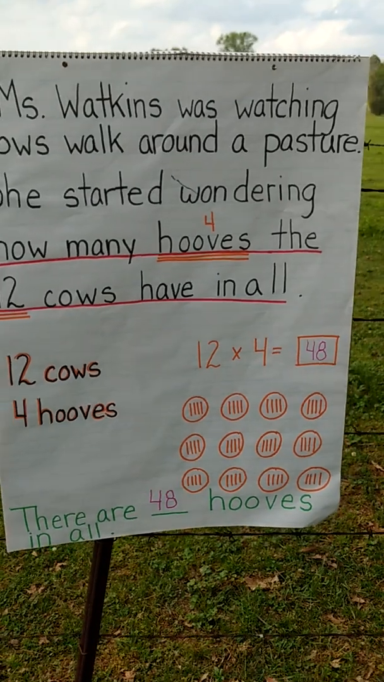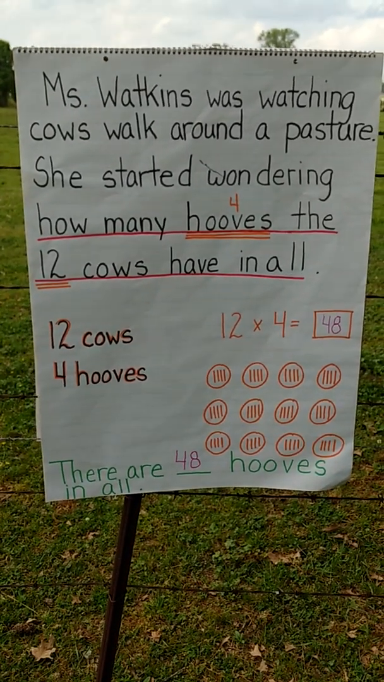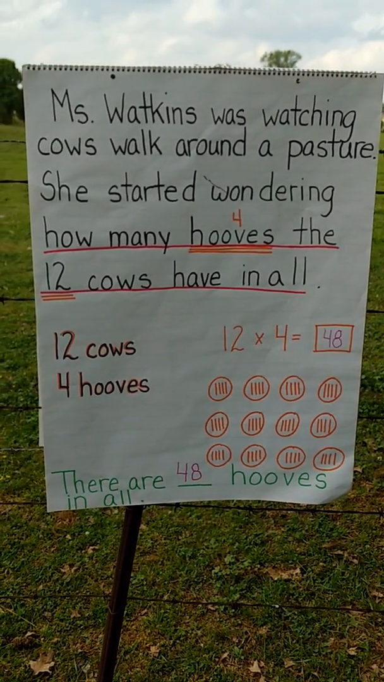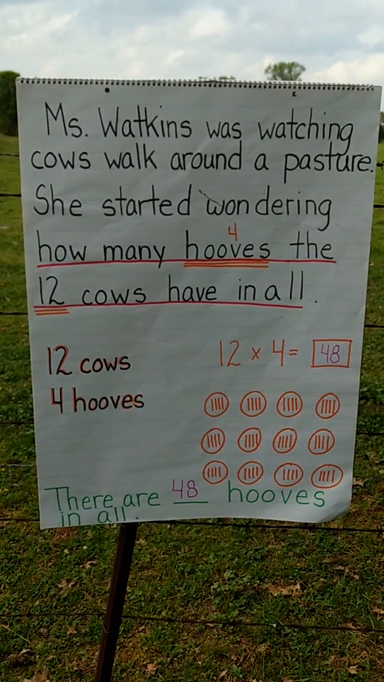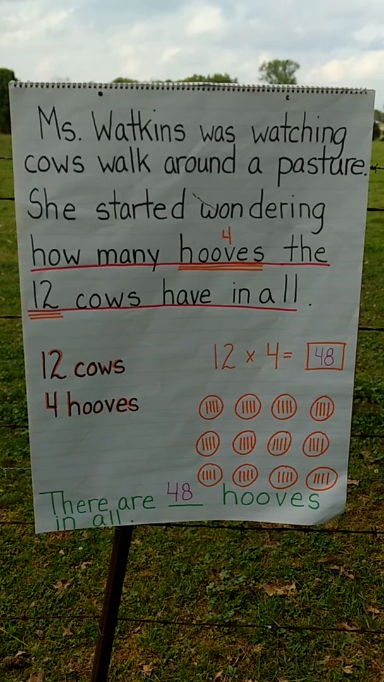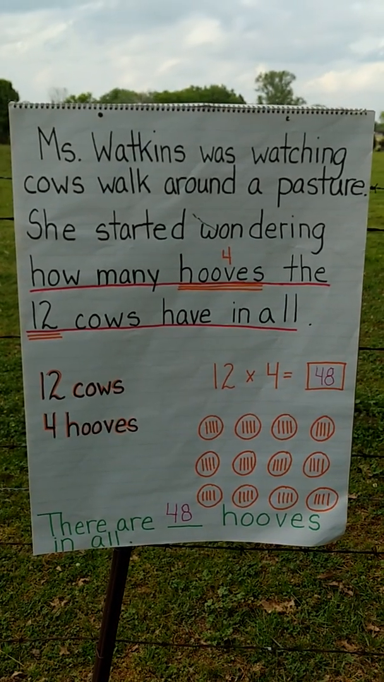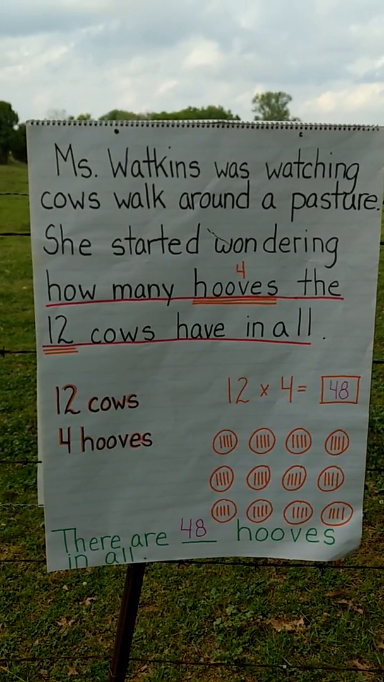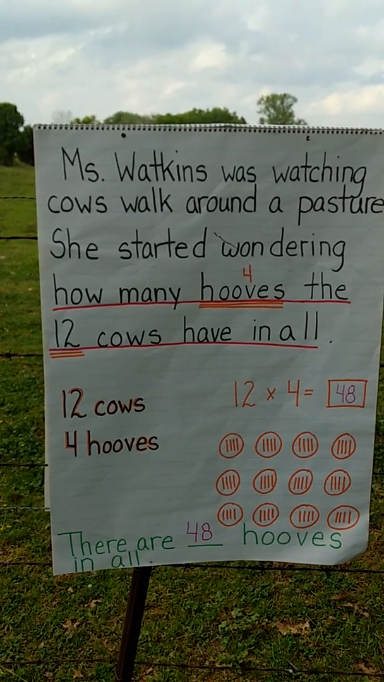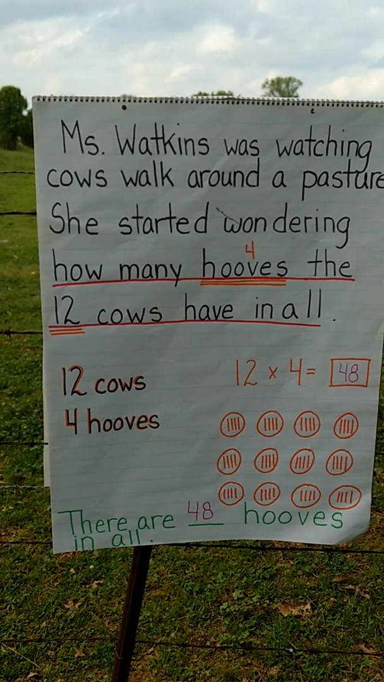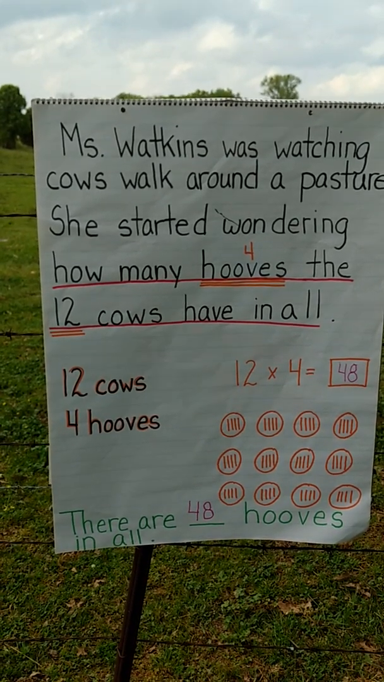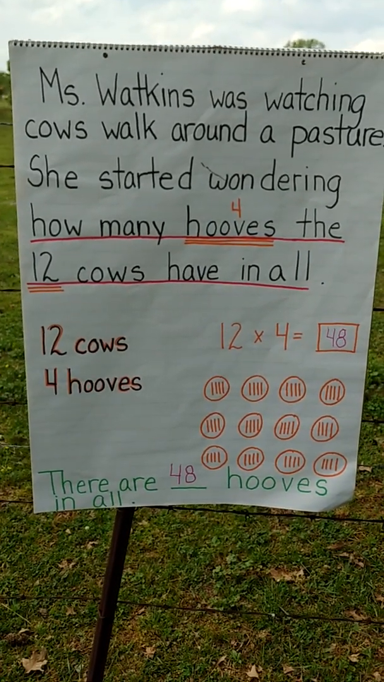Miss Watkins was watching cows walk around a pasture. She started wondering how many hooves the 12 cows have in all. So, as a word problem, I know that I need to read it to understand it, so I'm going to go back in and I'm going to look to see what question is being asked of me. What do I have to answer? So I've underlined that. How many hooves the 12 cows have in all is what I have to solve.